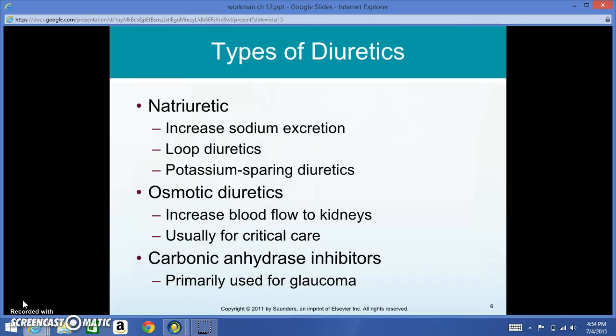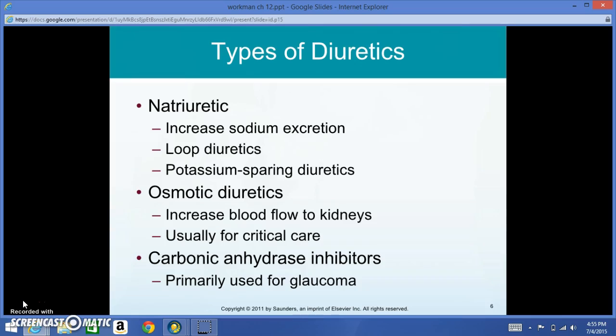Basically, osmotic diuretics increase the osmolarity of blood. When you're increasing the osmolarity of blood, you're decreasing the water content of the blood, and therefore we want the patient to lose water, and this is exactly the effect it has. It also increases the blood flow to the kidneys, and it is usually reserved for critical care or the OR. Isosorbide you'll see in practice. Actually, you'll see that in clinical this term.